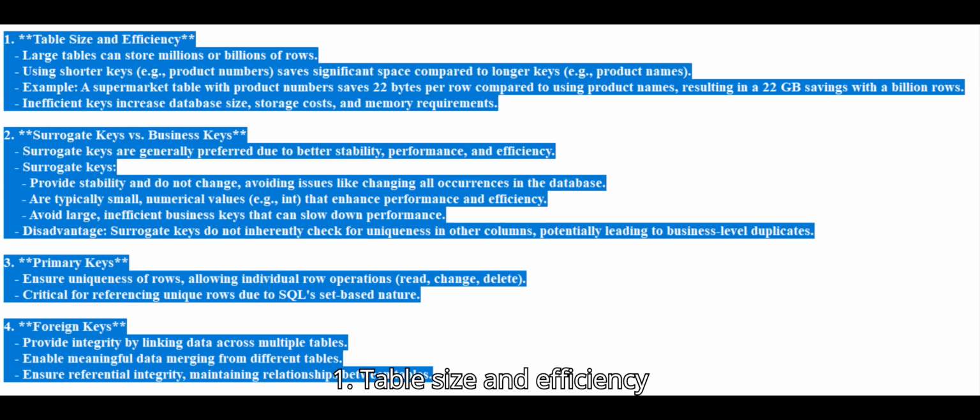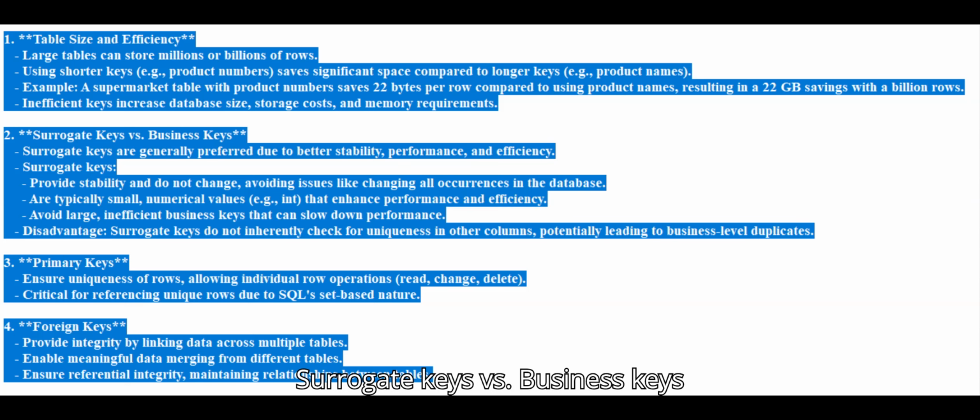1. Table size and efficiency. Large tables can store millions or billions of rows. Using shorter keys, e.g., product numbers, saves significant space compared to longer keys, e.g., product names. Example: a supermarket table with product numbers saves 22 bytes per row compared to using product names, resulting in a 22 gigabyte savings with a billion rows. Inefficient keys increase database size, storage costs, and memory requirements.